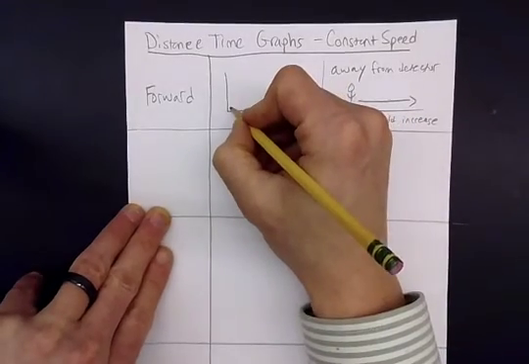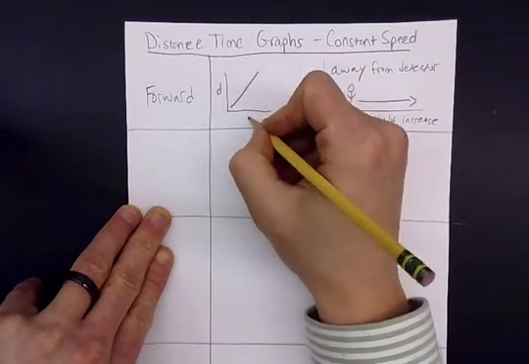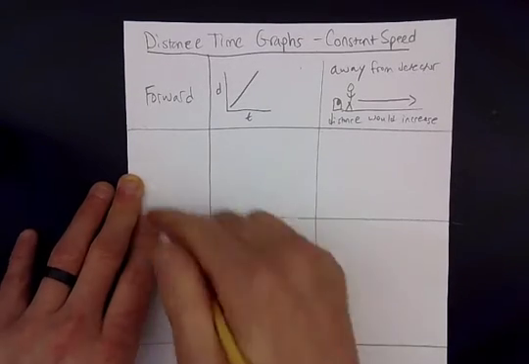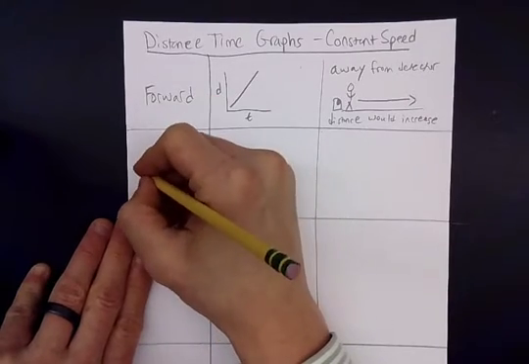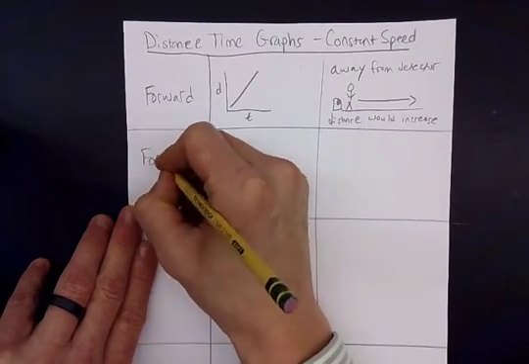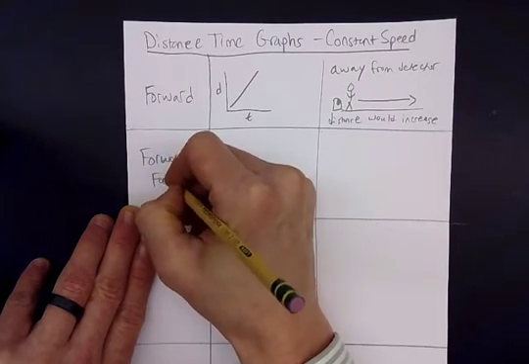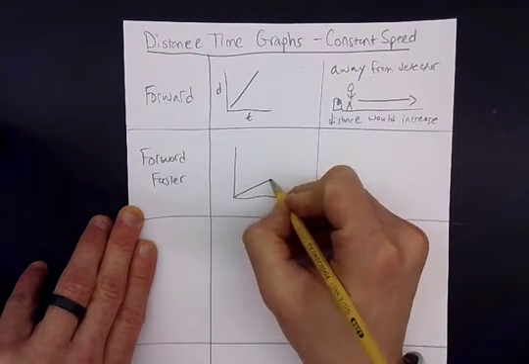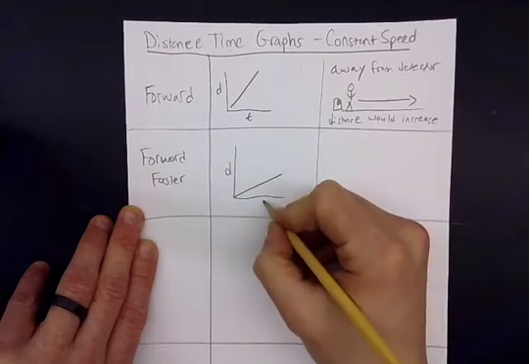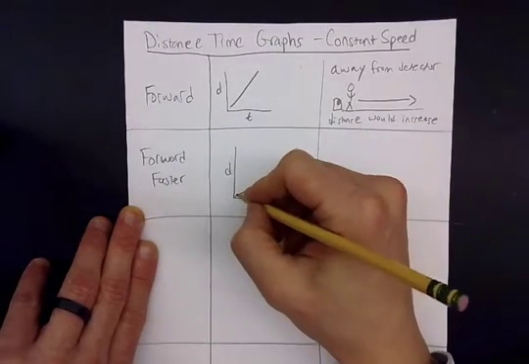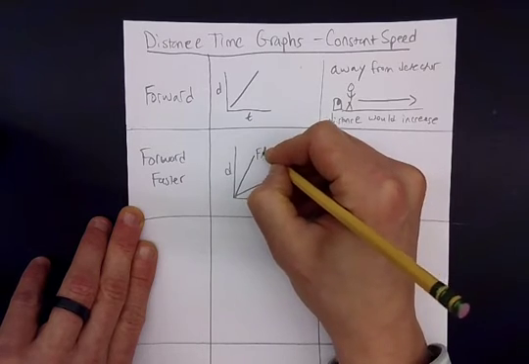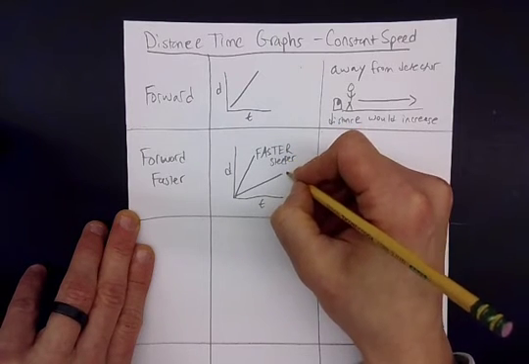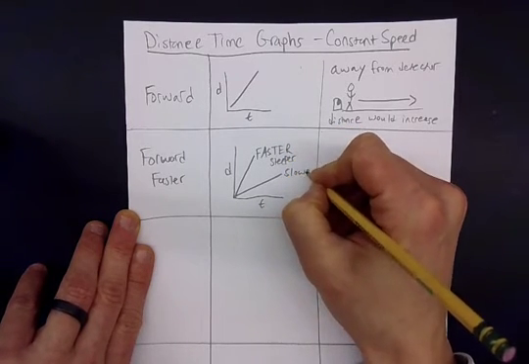Okay, so here is what it looked like on the distance time graph, and it was a straight line because it was a constant speed, all right? Now, if we go forward faster, let's compare. This would be forward, right? But how would we draw the person moving faster? If they were moving like this, that would be faster because it would be steeper. And this would also be forward, but it would be slower. Okay?